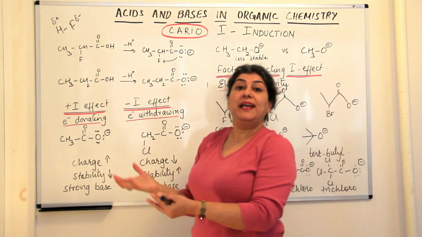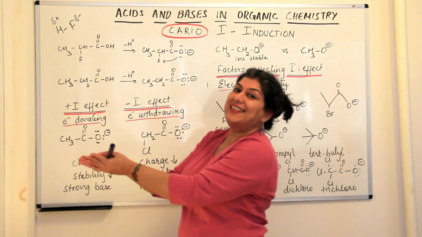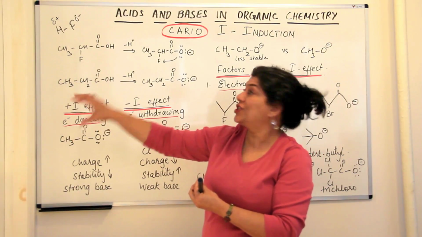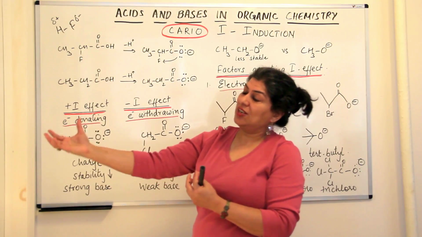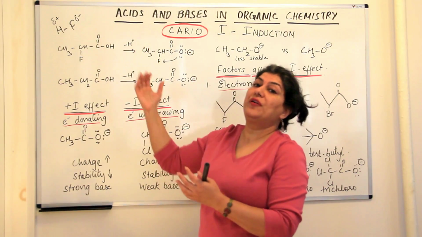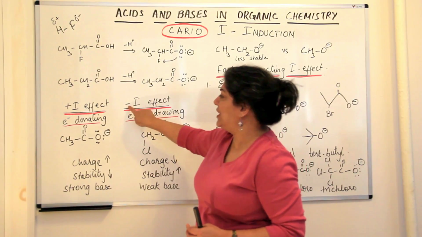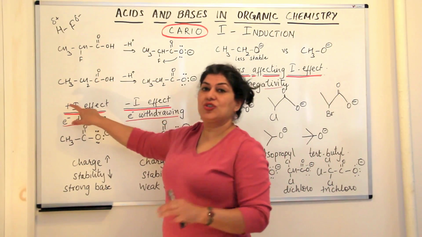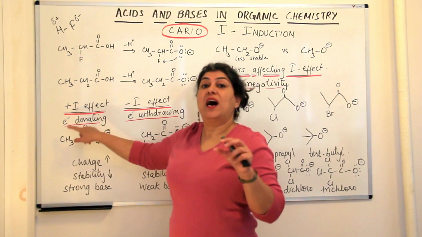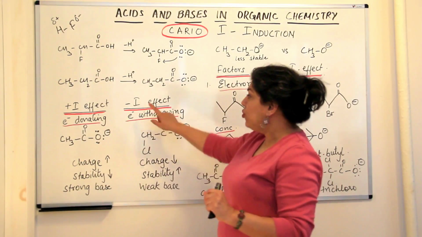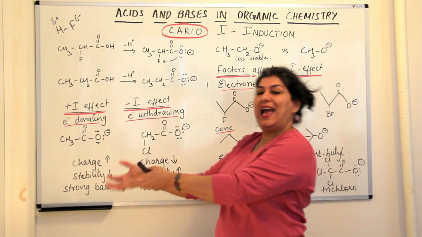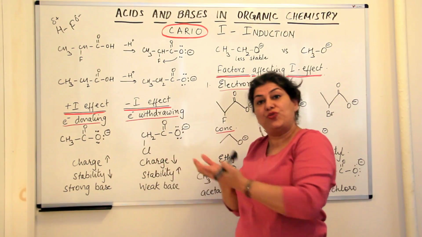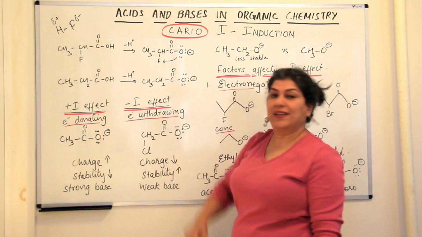And minus I effect is a group that has a tendency to pull the electrons towards itself. What effect is it causing to the charged ion? It is causing the charged ion to lose or diminish its load by taking away electrons. So we say those groups which show plus I effect are electron donating groups, and those groups which pull the electron and help in lifting the load are known as electron withdrawing groups. They are withdrawing, they are pulling the electrons towards themselves.